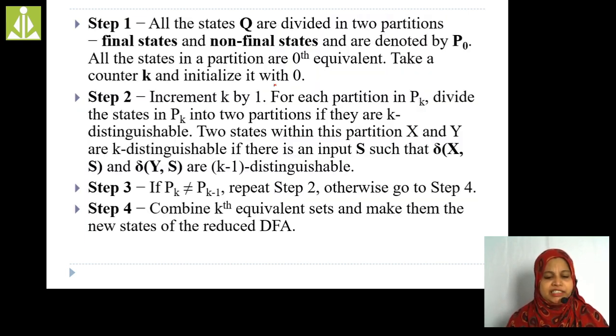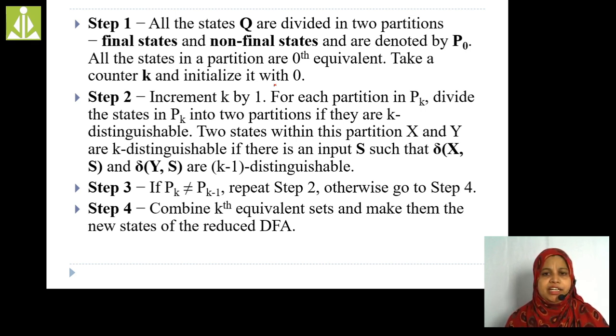In the equivalence theorem, there are four steps. In step 1, we divide the states into two sets: one is the set of final states, the second is the set of non-final states. Second, we increment the value by 1, which means we perform step 2. In step 2, by using the set of final states and non-final states, we write the transition table.